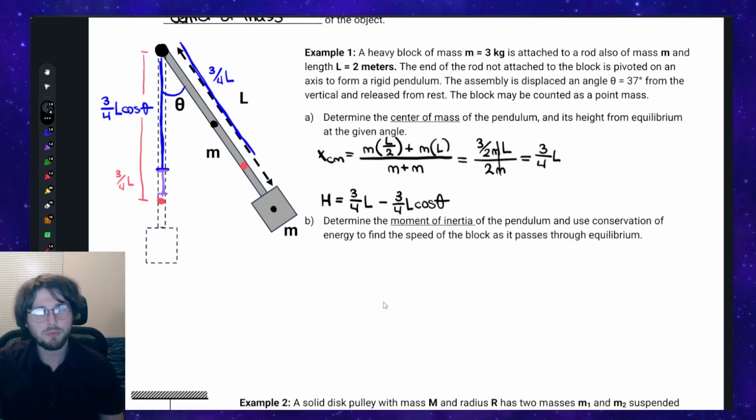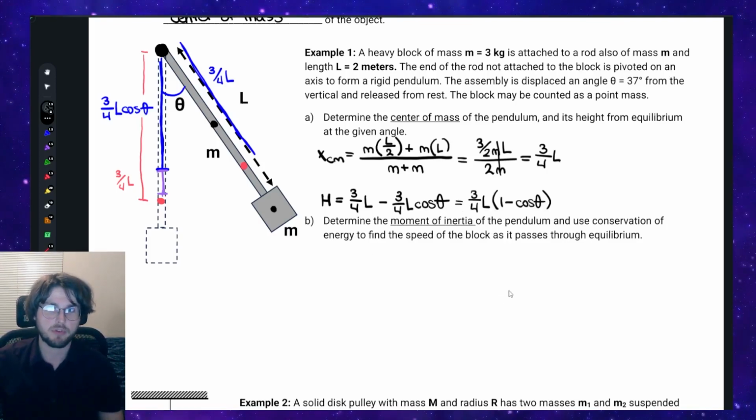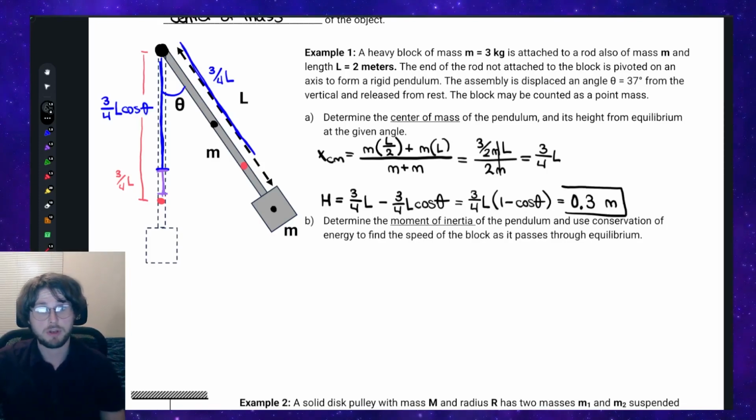And at this point, it's probably for the best if we start simplifying or plugging in some numbers. So we can simplify this down to 3/4 L times 1 minus cosine theta. And if we plug in all of our numbers, the length of the rod and the angle theta, we will find that the center of mass of the pendulum was raised by a whole 0.3 meters. Doesn't sound like a lot, but it's still going to turn into some speed that we can work with. So that's where we're moving on next.